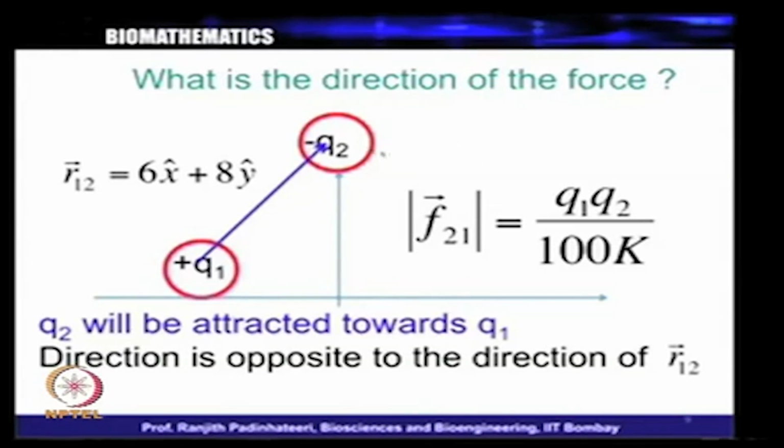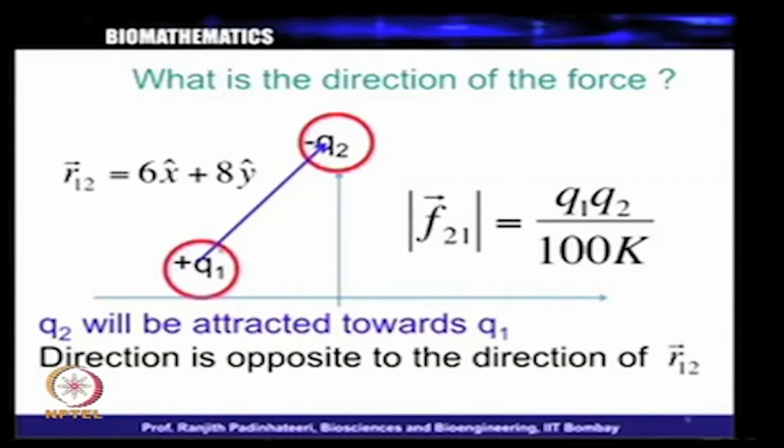So, as you know, q2 is negative and q1 is positive, so q2 will be pulled towards q1. There will be an attraction; q1 will attract q2. If you fix q1 here, q2 will be pulled towards q1. So the force on q2 will be in the direction opposite to the direction of r12. Have a look at r12. R12 is from 1 to 2.